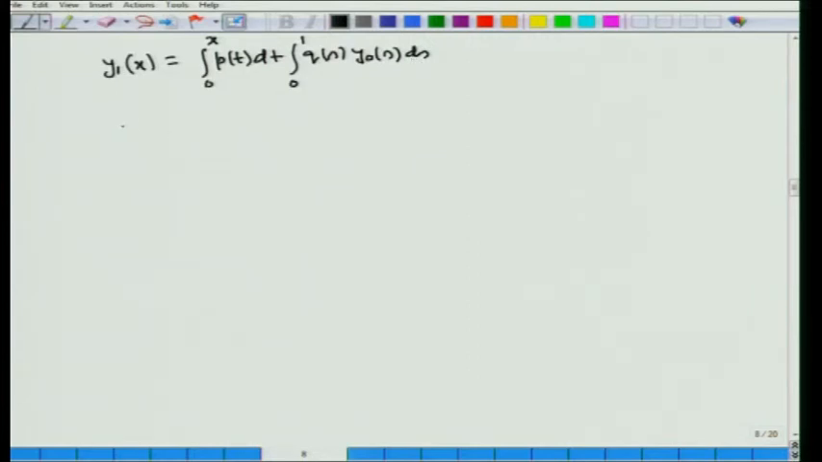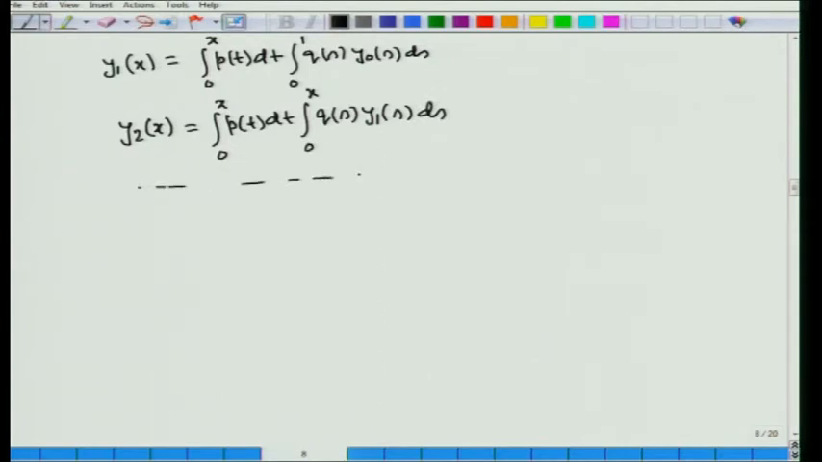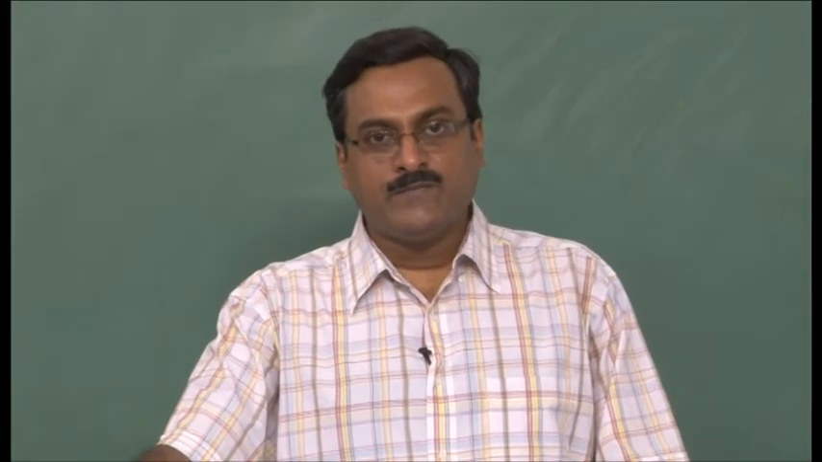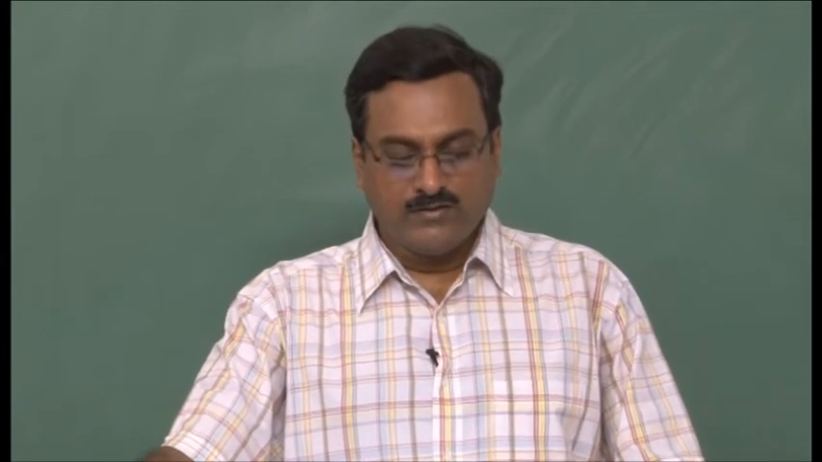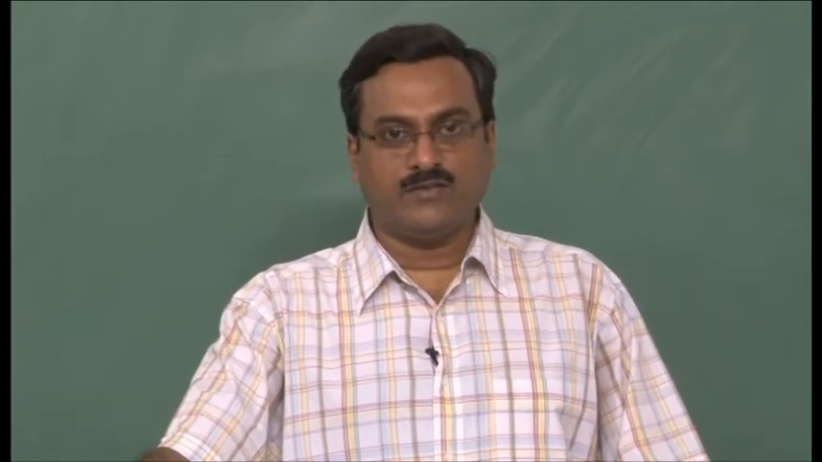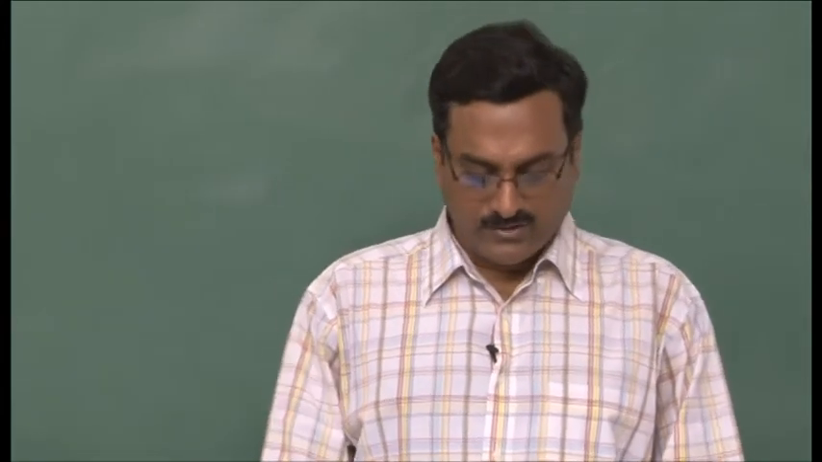Then using this result for y_1, we can calculate y_2(x) is equal to integral 0 to x p(t) dt integral 0 to 1 q(s) y_1(s) ds and so on. So, in this way we can find out y_0(x), y_1(x), y_2(x) and so on, and after finding out the sum of that infinite series, we can find the solution to the given integral differential equation using this Adomian decomposition method.